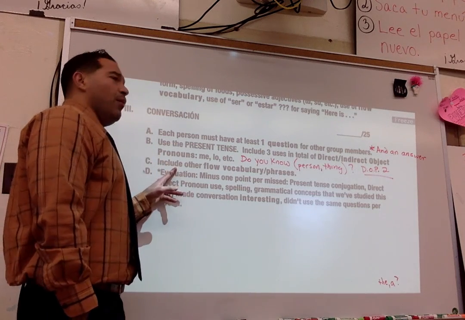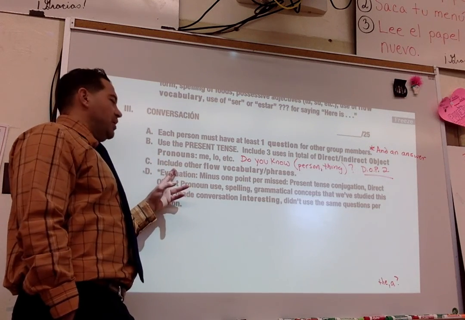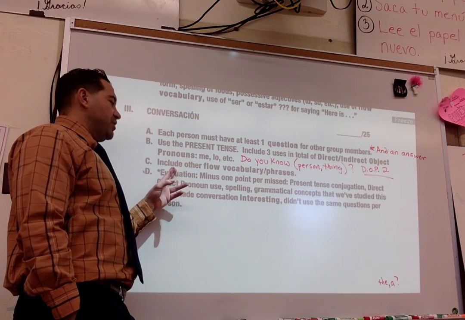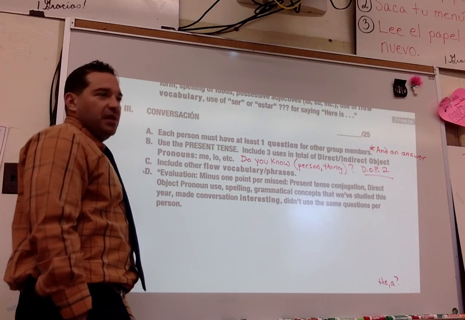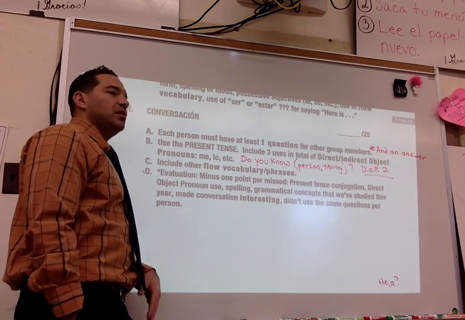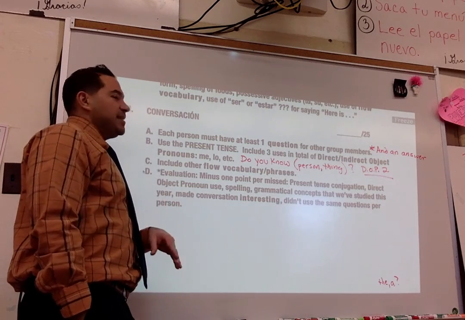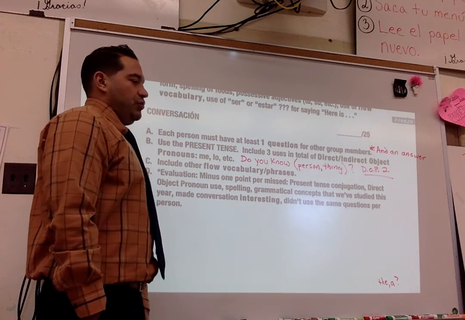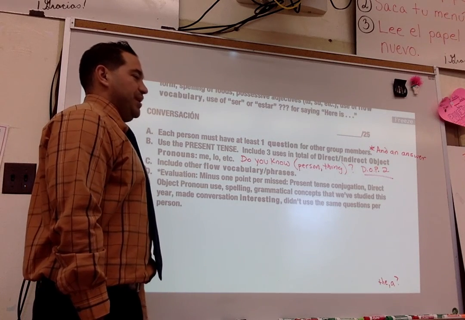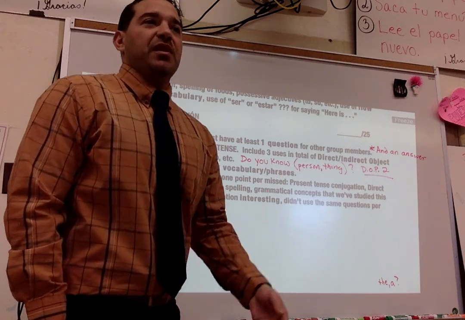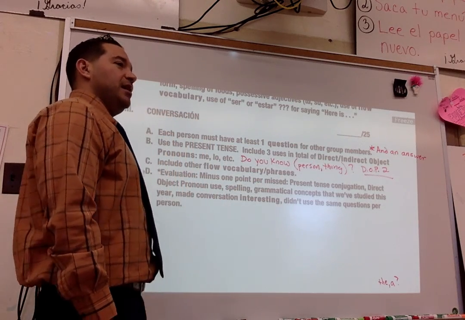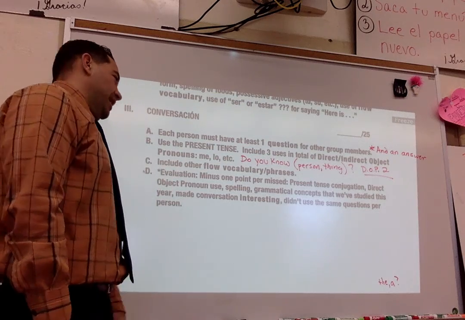All right, and then while the waiter is away and you are conversing with the people at your table, include other flow vocabulary stuff. Like, oh, cool, or, I mean, got to say some more stuff than just, do you know Tom Jones? Yes, I know him. Say, oh, he's nice, or something like that. He's a nice guy, something like that.